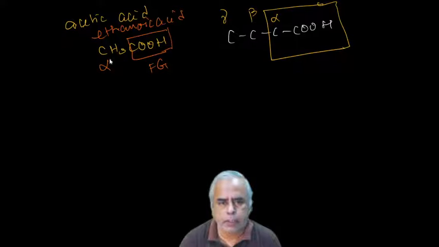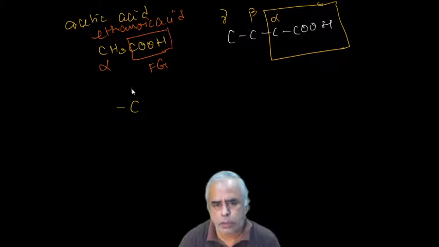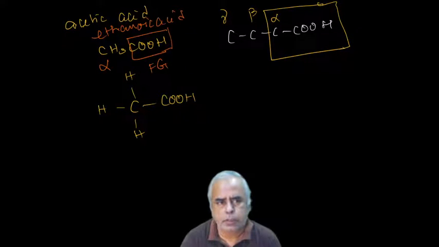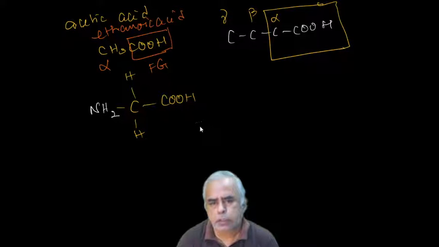For example, let me consider this acetic acid. So this is alpha. I can write this as H, then COOH. So here I can replace this hydrogen by an amino group, and this is known as alpha amino acetic acid. Do you understand this?